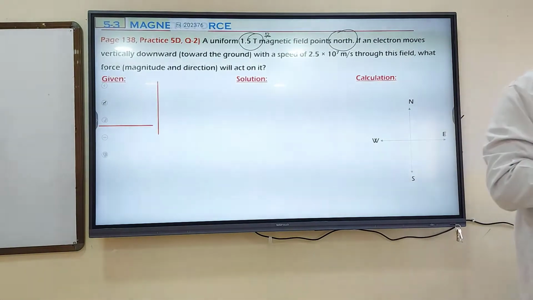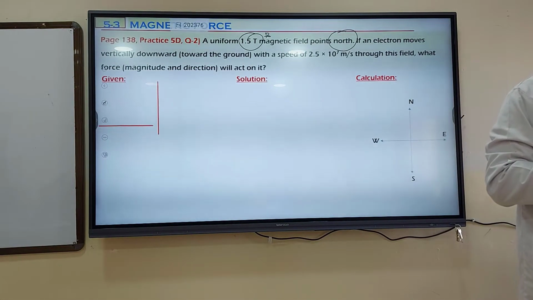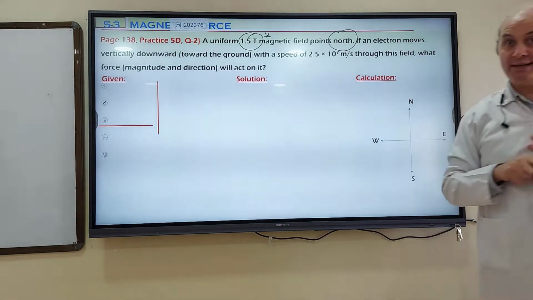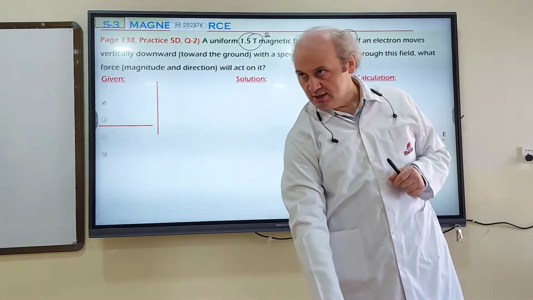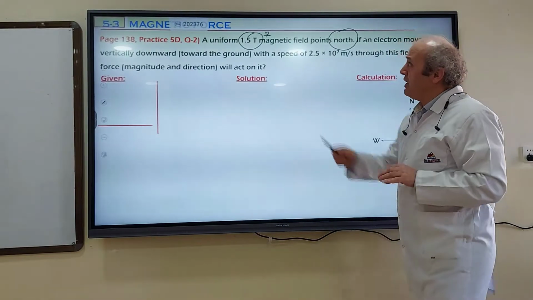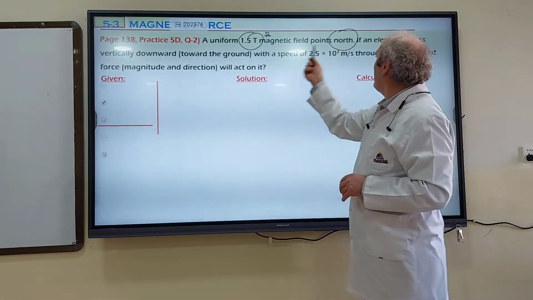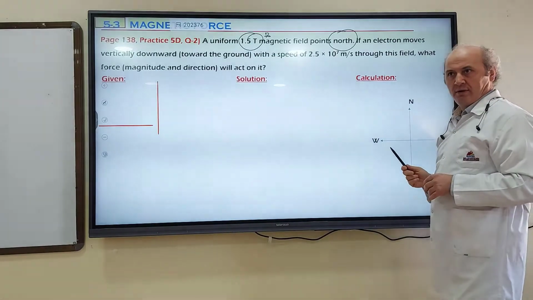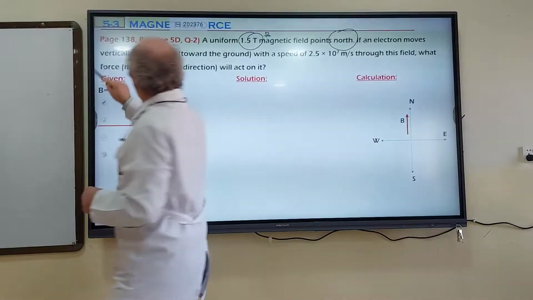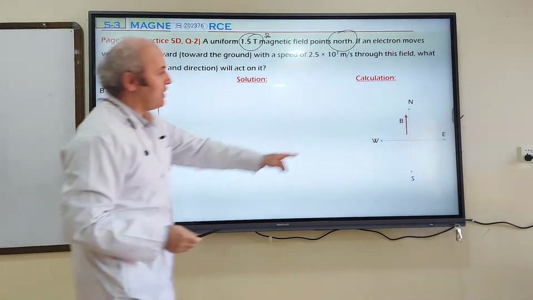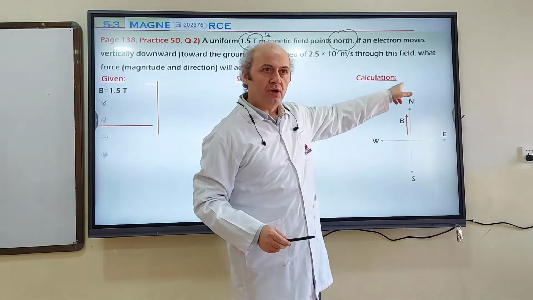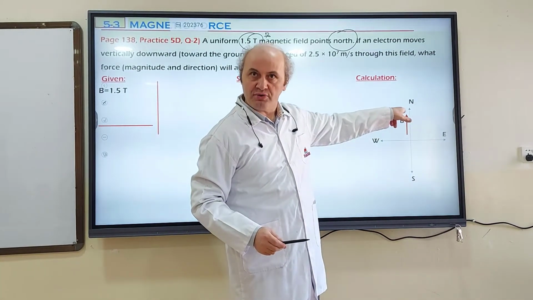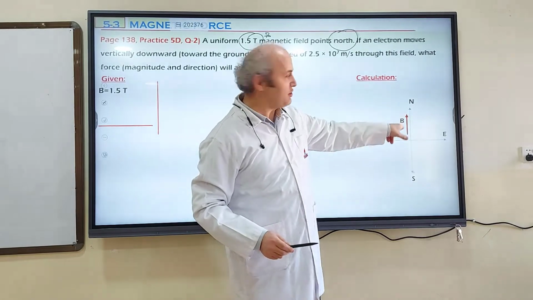So, again we are going to use the third set. North, south, east, west. Upward to the sky, downward to the ground. Okay. Magnetic field is 1.5 Tesla to the north. Let's draw it. So magnetic field is 1.5 Tesla to the north. Did I draw the magnetic field vector to the north? Is this drawing correct? Yes. So it's to the north.